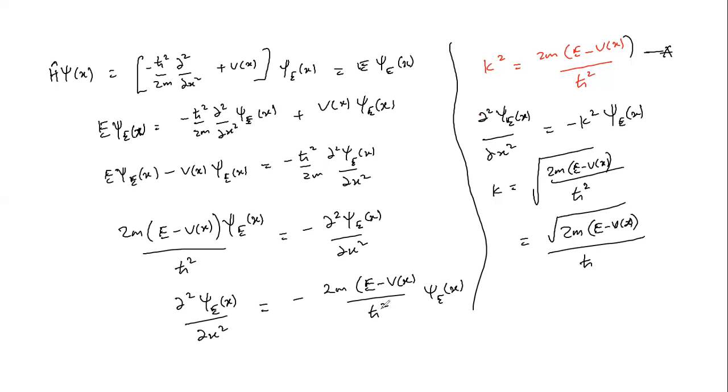Now, we observe that in region 1, V(x) is 0 because, say, you have something like this. So the particle is moving in this direction. This is the potential V(x). And this is region 1. This is region 2. And now at this point, we have E, and in this region V(x) is 0. Hence, k1 will be the same as the square root of 2mE, since V naught is 0, divided by ħ.